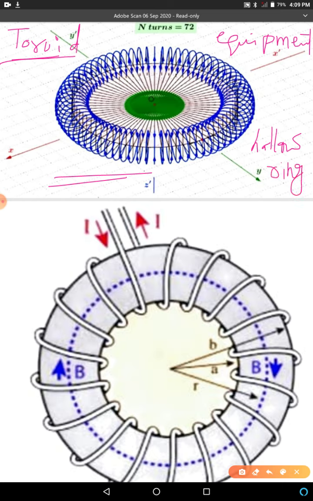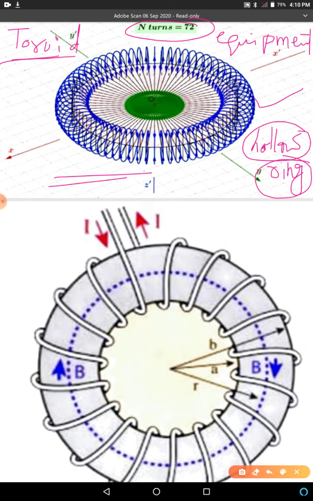They may ask what is toroid. Toroid is an equipment which is used to produce magnetic field, and it has a hollow circular ring on which a large number of turns of wire are closely wound. You can observe there are 72 turns. Just for example, you may wind any number of turns, but in our diagram the wire has 72 turns wound on a hollow circular ring. A current is allowed to pass through this, and it will generate magnetic field. This is the working principle of toroid.